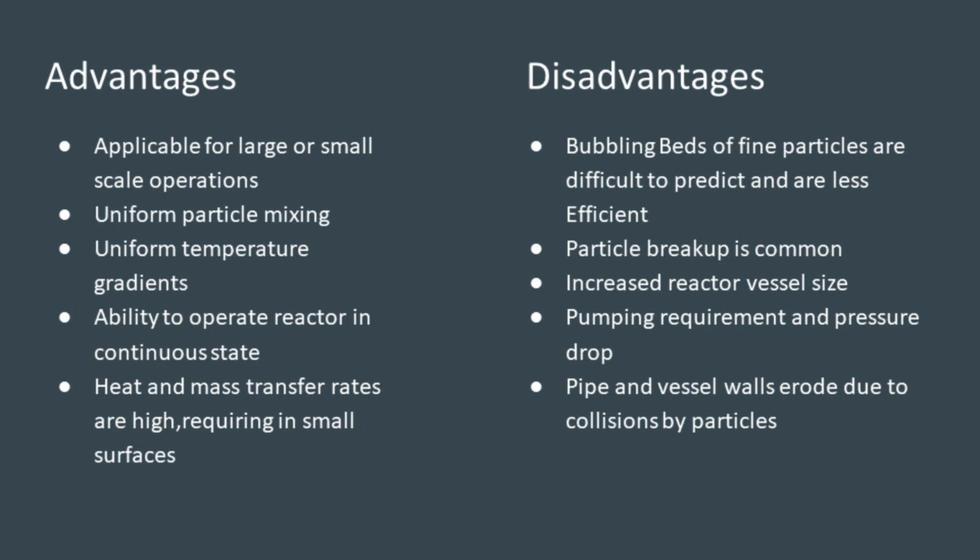There are some disadvantages of this type of dryer. Sometimes efficiency is obtained very low because fine particles are difficult to predict. Size of this dryer is very large. Pressure drop is very high, pumping requirement is high. Particles can damage the vessel walls and pipe walls due to collisions.